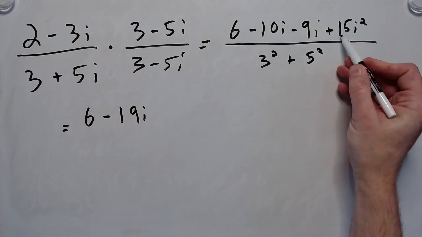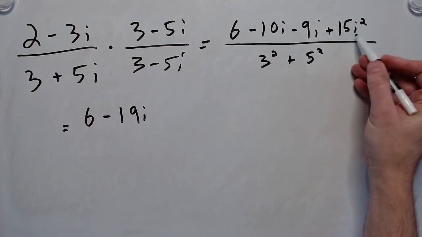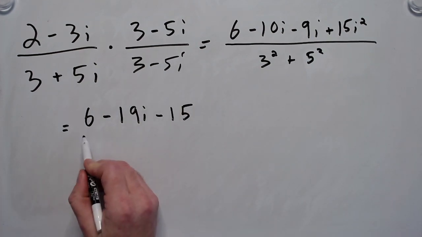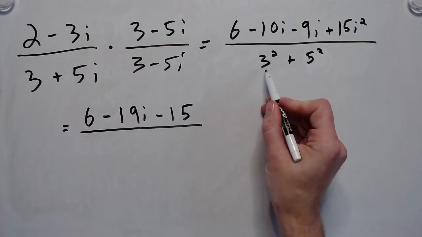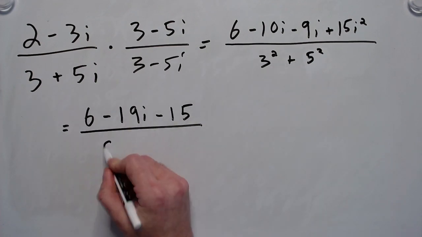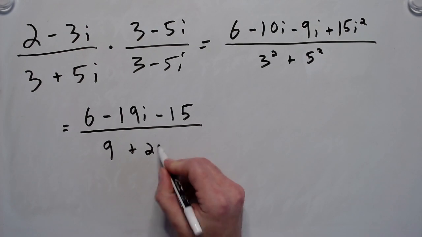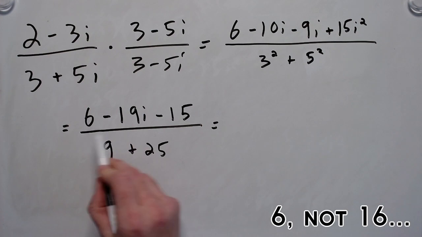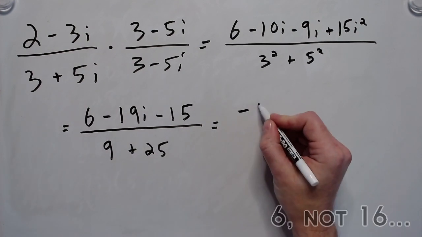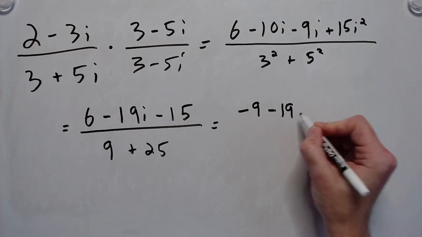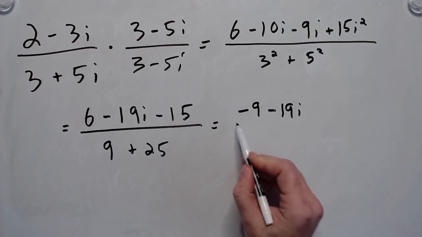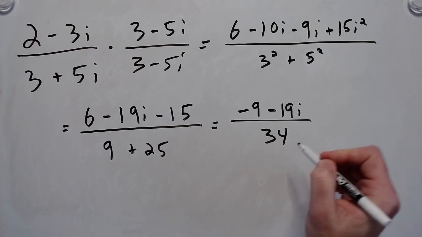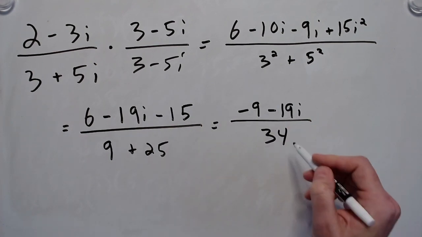Now, 15i squared is 15 times negative 1. So this turns into negative 15. And then we're going to take this 3 squared, 9. I'll just write it out as 9 plus 25. So now we've got more like terms up here we can combine. 6 minus 15, that's minus 9 with the 19i. So we've got a complex number on top. And then 9 plus 25 is 34. We end up with a nice rationalized denominator, a real number at the bottom.